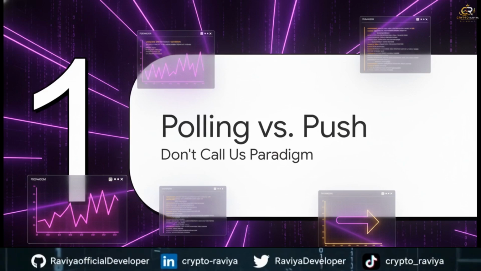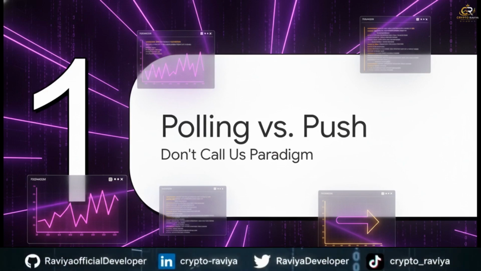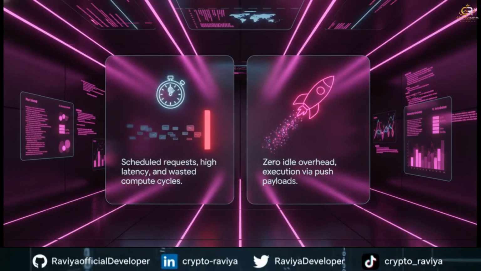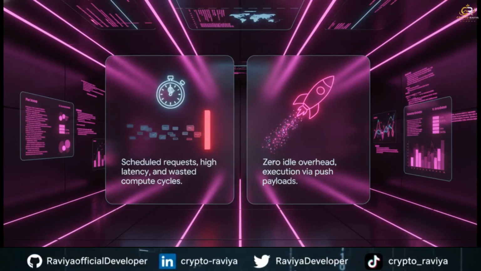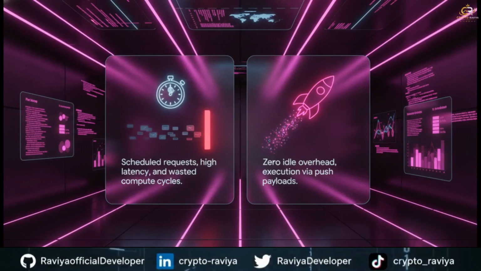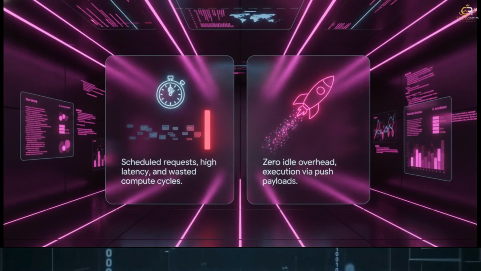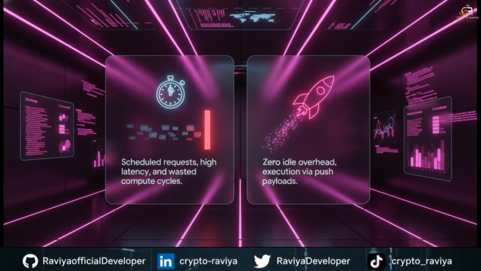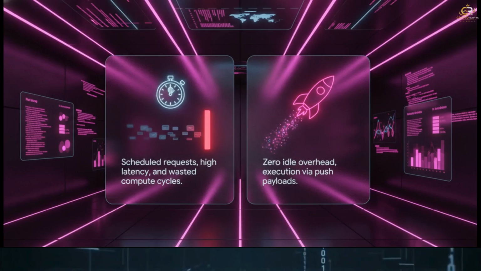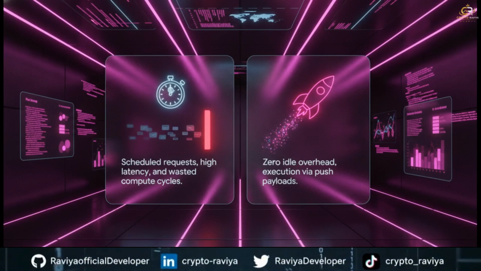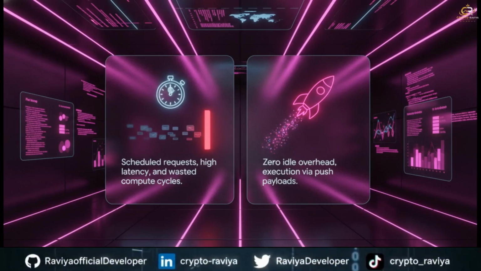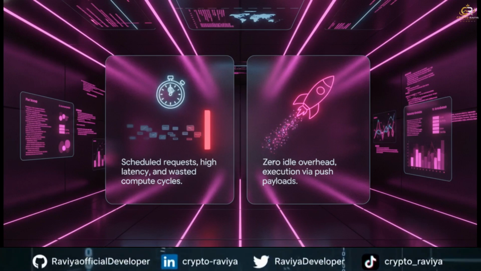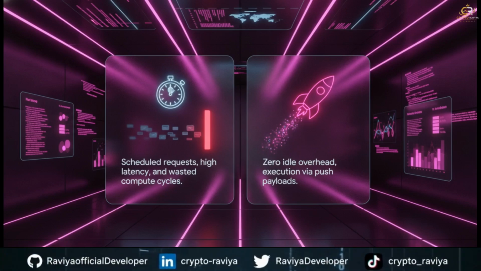Or as I like to call it, the "don't call us, we'll call you" paradigm. We really need to address the core conflict in API design first. Think of traditional REST API polling like that hyperactive kid in the backseat of a car just constantly asking, "Are we there yet? Are we there yet?" Your client application is repeatedly querying a server on a scheduled timer, maybe every 15 minutes or so, asking, "Hey, is there new data?" And most of the time the answer is just no. It's a massive inefficiency. You're burning through API quotas, experiencing high network latency, and wasting your compute cycles.